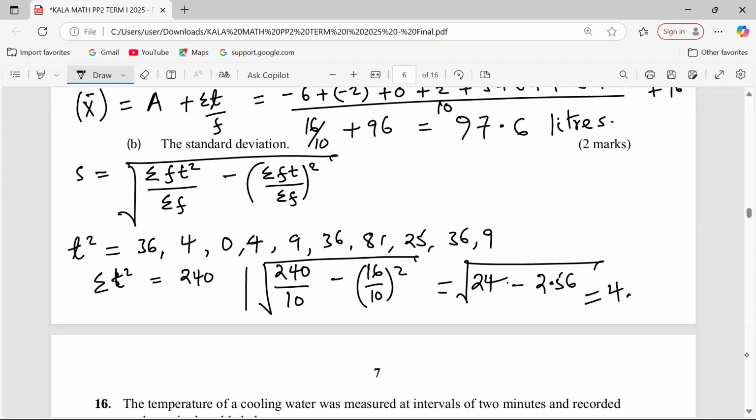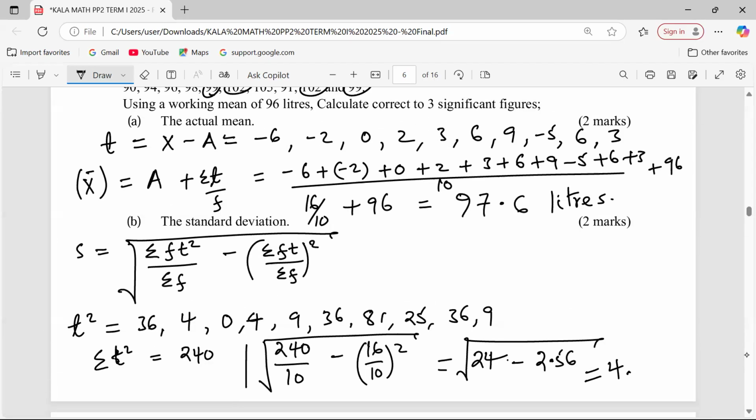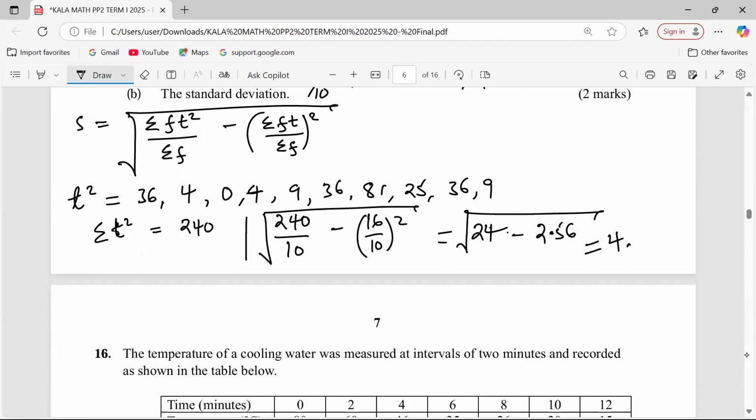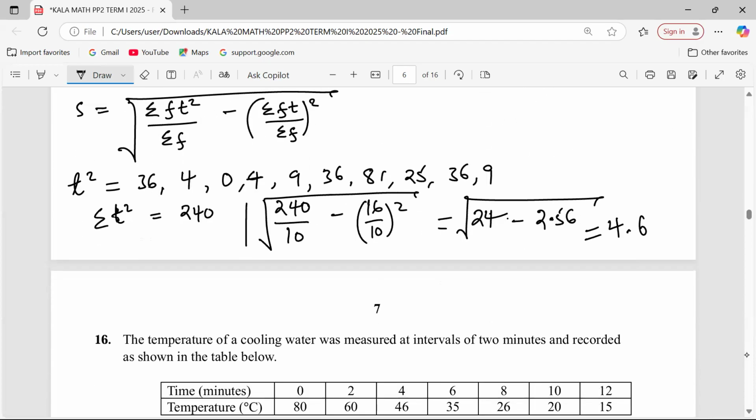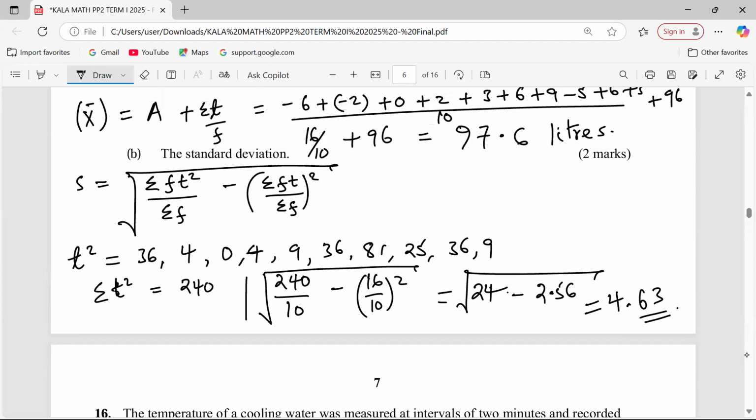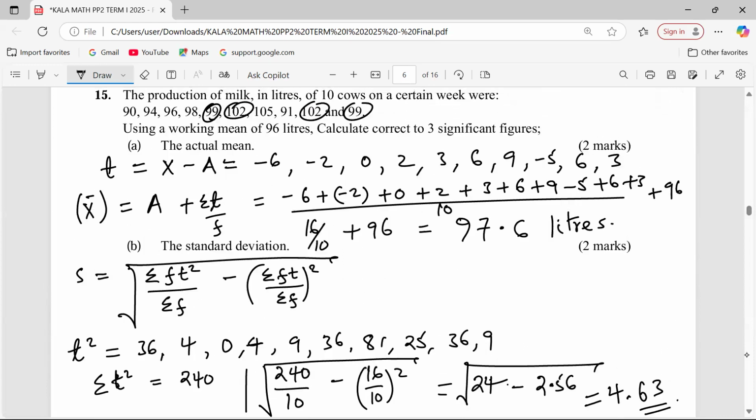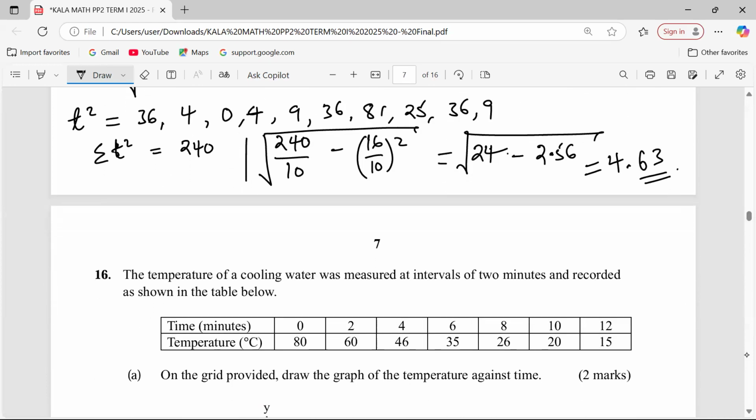4 point. Remember, we've been told to 3 significant figures. So 63. This one is now the standard deviation. Yeah, 4.63. That is the standard deviation.